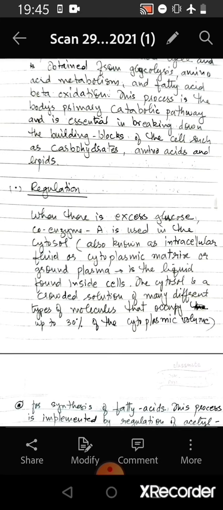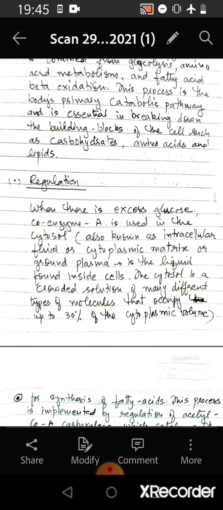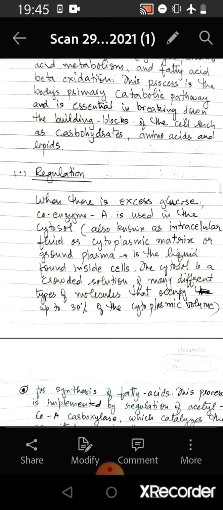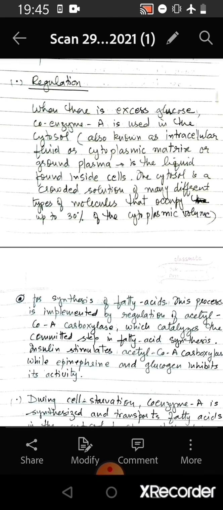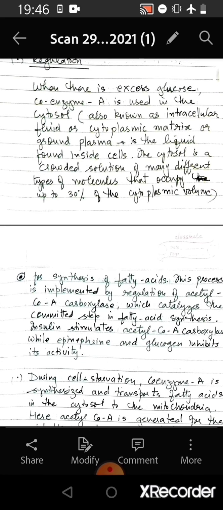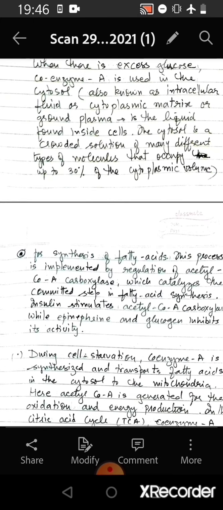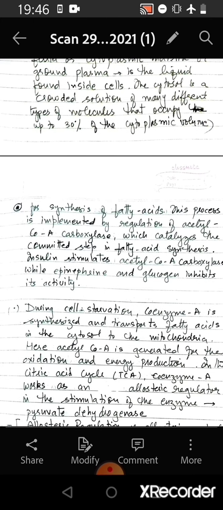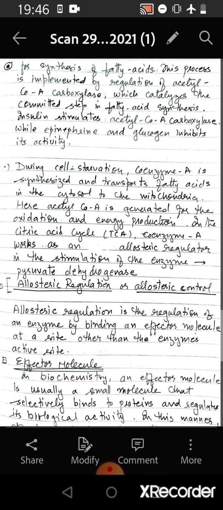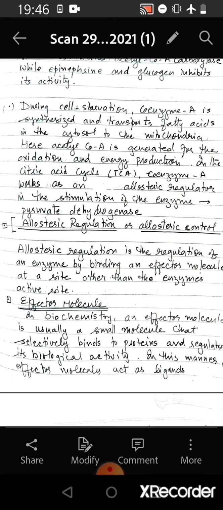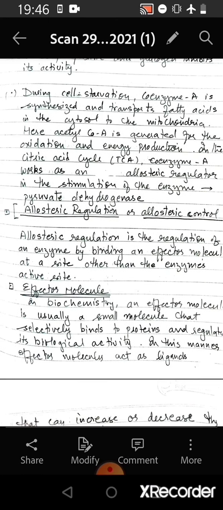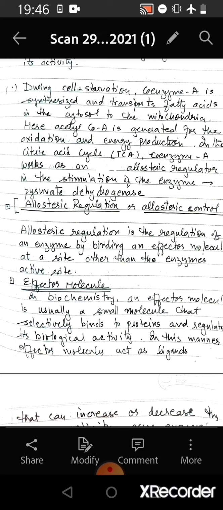This process is implemented by regulation of acetyl coenzyme A carboxylase, which catalyzes the committed step in fatty acid synthesis. Insulin stimulates acetyl coenzyme A carboxylase while epinephrine and glucose inhibit its activity. During cell starvation, coenzyme A is synthesized and transports fatty acids in the cytosol to the mitochondria. Here, acetyl coenzyme A is generated for the oxidation and energy production.